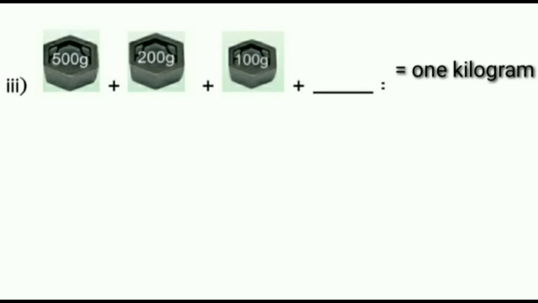In our third fill up, we have given some weighing units whose weight is written on them and one blank is there. Including the blank, we have to make it total equal to 1 kilogram. So start calculating the total weight of given weighing units and then we will see how much more weight is required that we have to fill in the blank to make it equal to 1 kilogram.